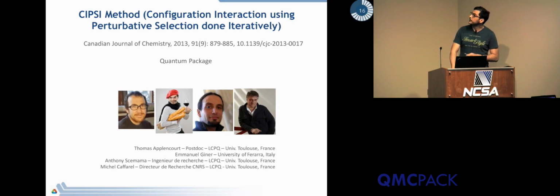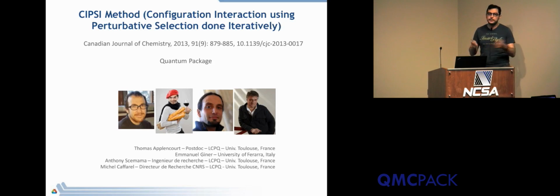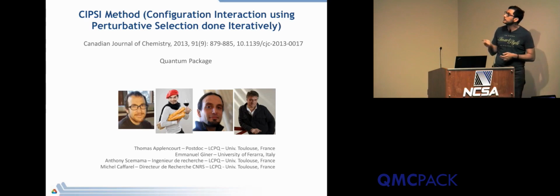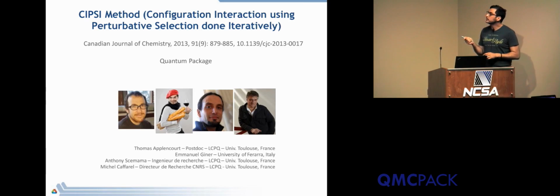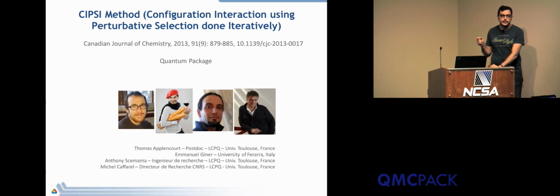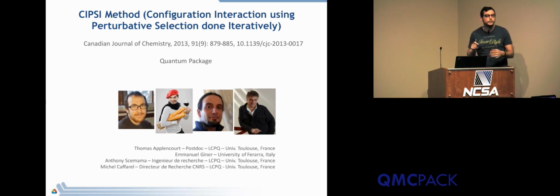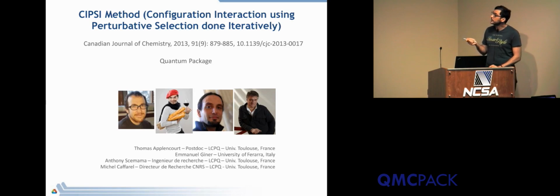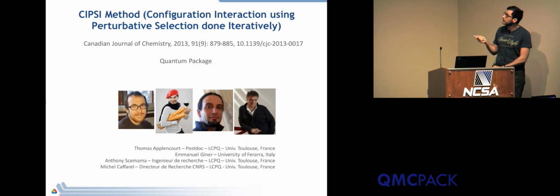So this method has been named CIPSI or given many names, but the method that I use is configuration interaction using perturbative selection done iteratively, as implemented in a code called Quantum Package. And nowadays there are many codes doing the same things. Norm Tubman, who's here, also developed his own code based on this theory, with slight differences in the way we select the determinants. But this has been developed in a French group in Toulouse by Michel Caffarel, Anthony Scemama.